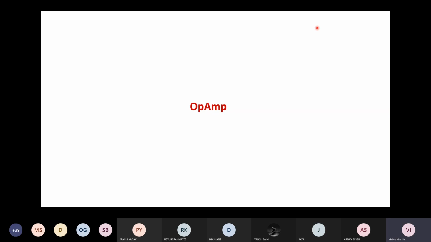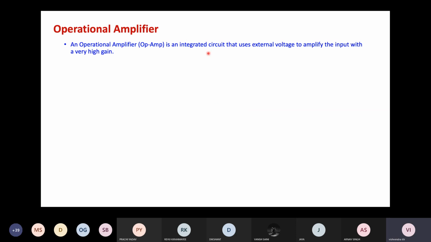Okay. Yeah, so op-amps are an extremely important electronic circuit. Nowadays, they come in small ICs. They are very important circuits. And as the name suggests, let's try to understand what an operational amplifier is. As the name suggests, it is an amplifier, which means it can amplify signals.